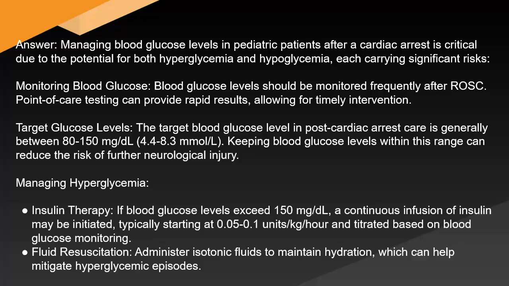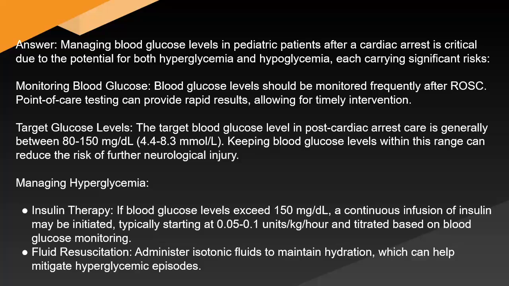Monitoring blood glucose. Blood glucose levels should be monitored frequently after ROSC. Point-of-care testing can provide rapid results, allowing for timely intervention. Target glucose levels. The target blood glucose level in post-cardiac arrest care is generally between 80 and 150 mg/dL, or 4.4 to 8.3 mmol/L. Keeping blood glucose levels within this range can reduce the risk of further neurological injury.